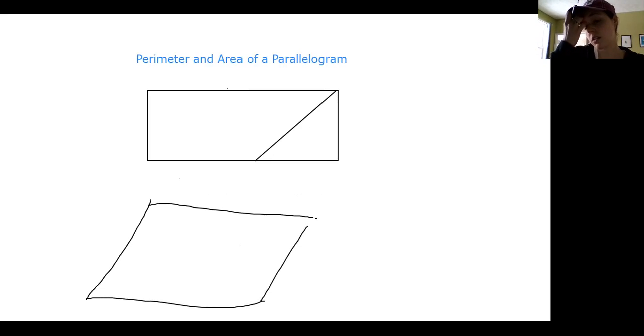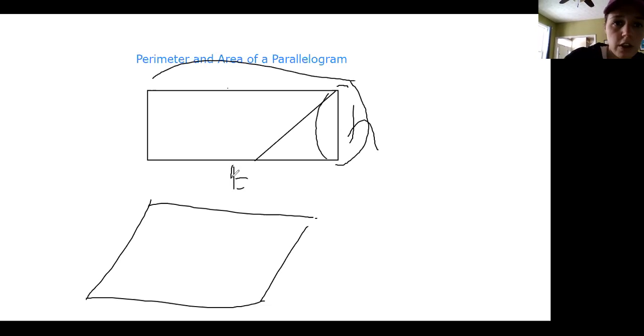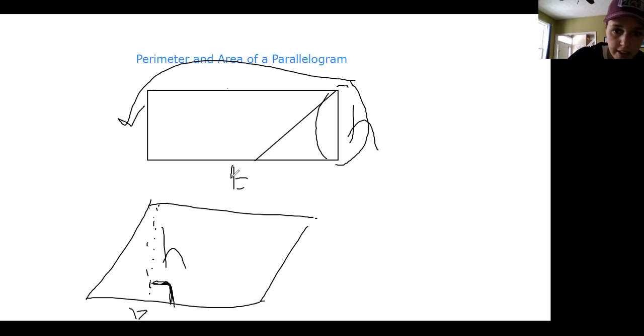The good thing is, since it is the exact same thing as a rectangle, the formula is the exact same thing. So I want you to think about this. Normally, this is your base of your rectangle, and this is your height. If you take this piece and move it over here, now your height is here. So with your parallelogram, your base is here, your height is the dotted line. Your height's either going to be on the inside, or sometimes they put it on the outside like that.